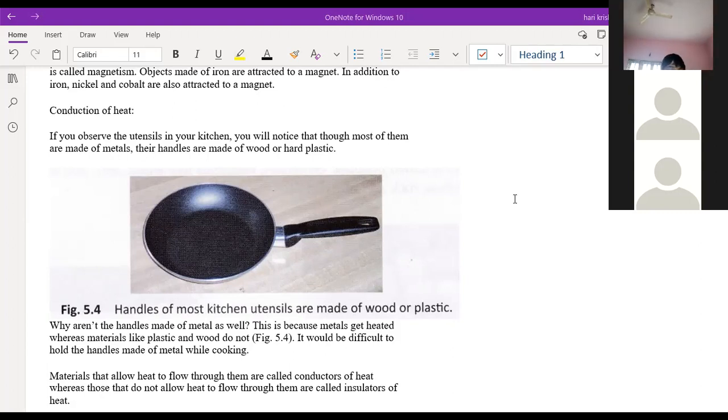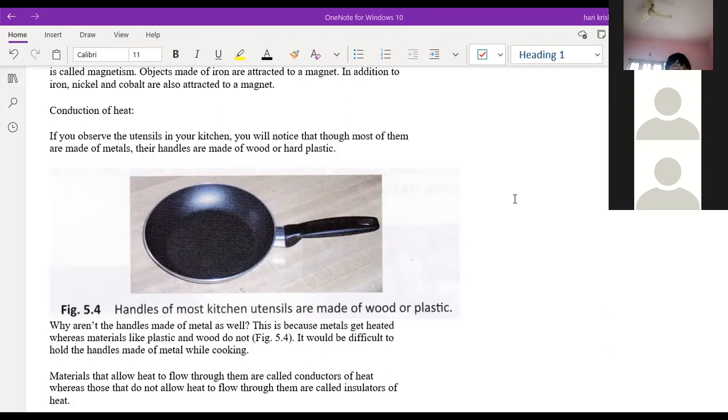Okay, but one thing: conduction of heat means what? Transferring of heat from one end to the other end. Suppose you take an iron rod and heat it at one end, automatically heat will be transferred to the other end, right? That is the conduction of heat.